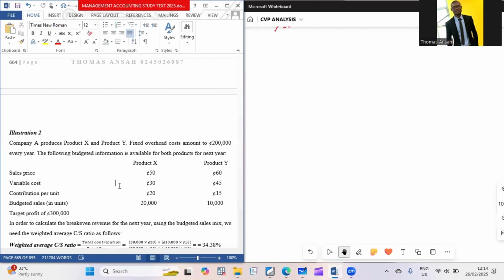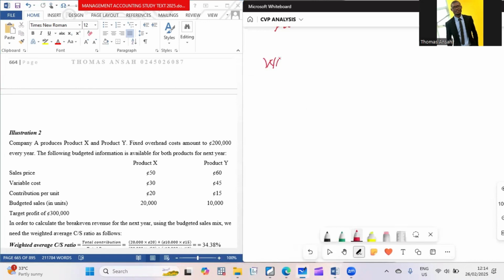All right. You know that everything that we're going to do, we'll be needing the average. So it is wise to do your average. So the figures that you are going to get should be on average. So what is your weighted average CS ratio? Now, the CS ratio without the weighted average, what is that? It's your contribution divided by the selling price, is that not it? So as simple as that.